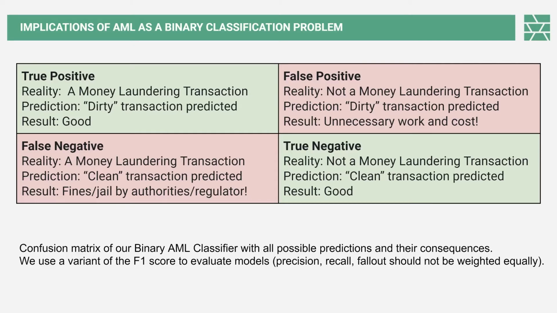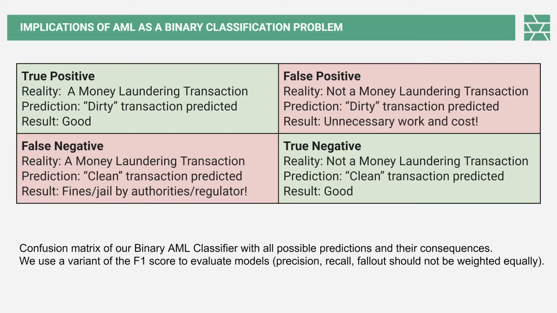And typically we would evaluate them based on something called an F1 score. It's quite typical in machine learning. You'll say, well, we'll calculate the precision, recall, fallout for our model, and we'll weight them all equally. But you don't want to weight the decisions of a binary classifier for transactions as fraud or not equally.